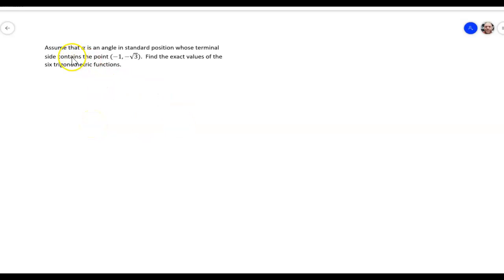Today I want to take a look at one of the problems that was asked about in the forums. It said, assume that alpha is an angle in standard position whose terminal side contains the point -1, square root of 3. Find the exact values of the 6 trigonometric functions. So let's go ahead and solve this problem.